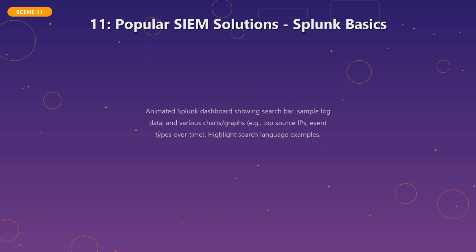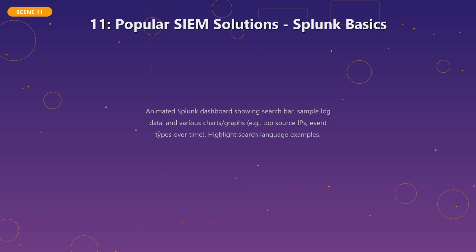Real-time monitoring and alerting. Splunk can continuously monitor incoming data streams and trigger alerts based on defined search criteria or thresholds. This allows security teams to be notified immediately when a critical event or attack pattern is detected. Dashboards and visualizations. Splunk provides rich, customizable dashboards that allow security analysts to visualize key metrics, trending data, and real-time security posture. These visualizations make it easier to identify trends, pinpoint anomalies, and present complex information clearly.